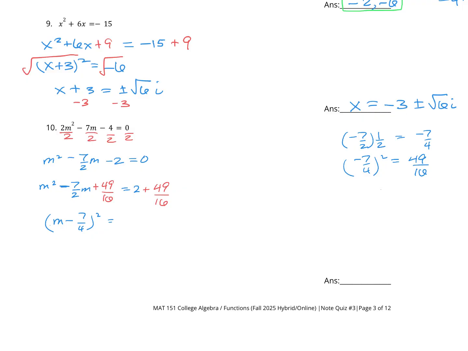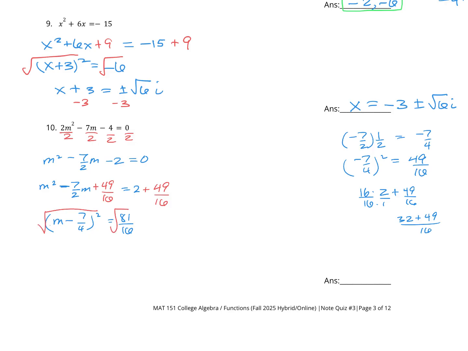Off to the side, I've got some fraction adding to do. I take my 2 plus my 49/16, make it a 2/1, multiply by 16/16. That's going to be 32 plus 49/16, which does add up to make 81. So that's 81/16. Now that we've completed the square, we can use the square root property.